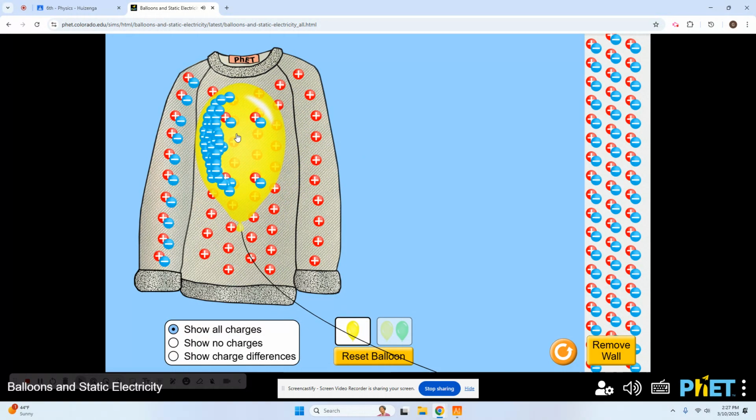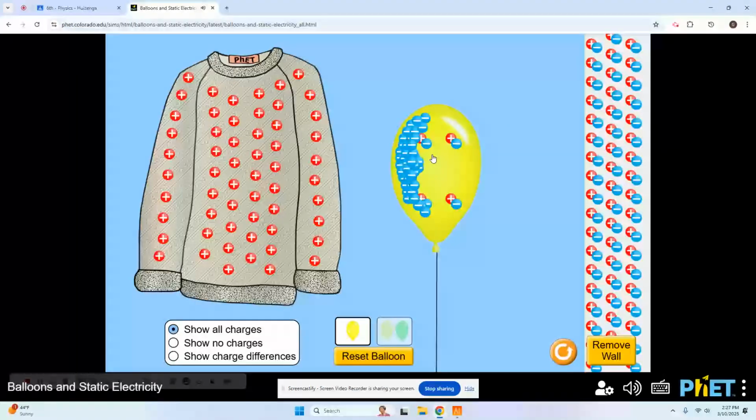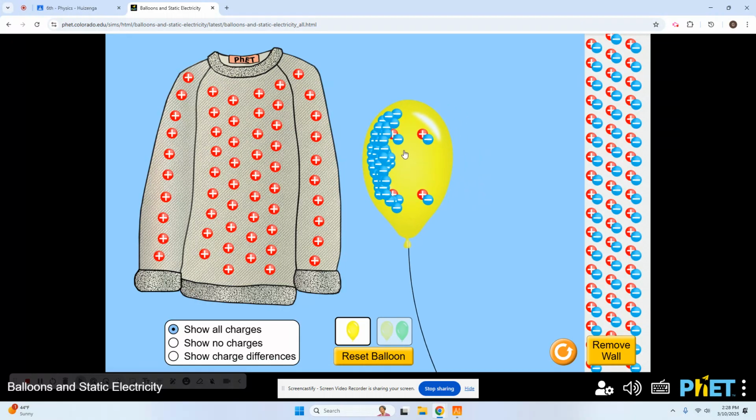Now, just to make sure we understand this, what kind of ion would you call the sweater? It's a positive ion. How did it become positive? Because we removed electrons from it. So the sweater is now positively charged. We might call it a positive ion. The balloon has an abundance of electrons. Now there's charges that moved from one to the other.